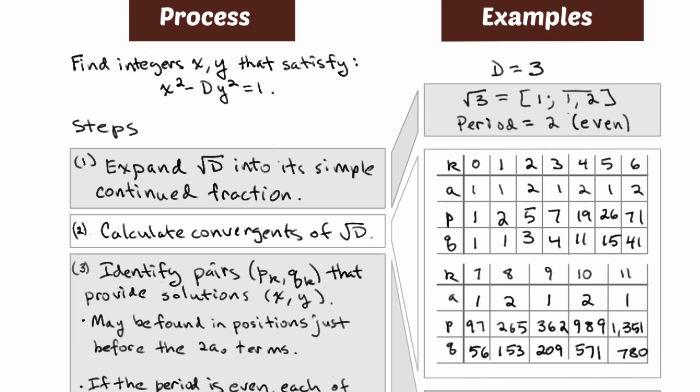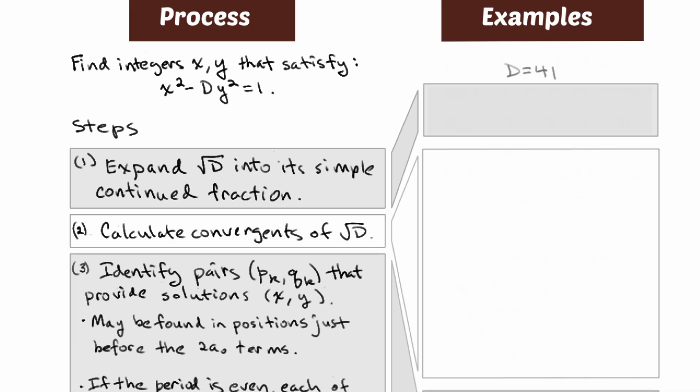Let's do another example. This time, it is Pell's equation with d equals 41. The simple continued fraction for the square root of 41 is 6, 2, 2, 12, with 2, 2, 12 repeating.